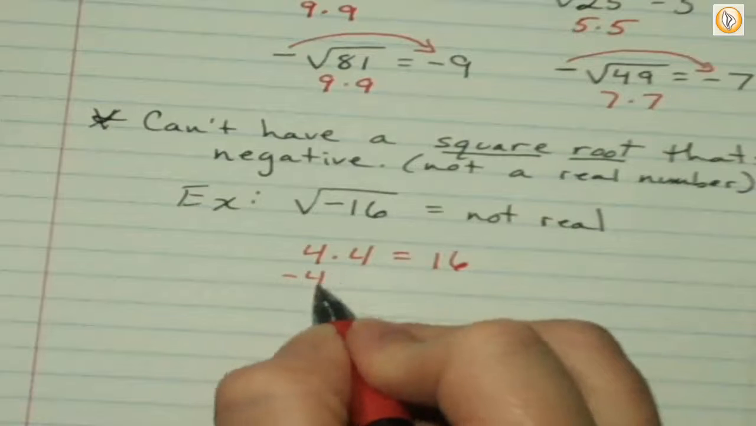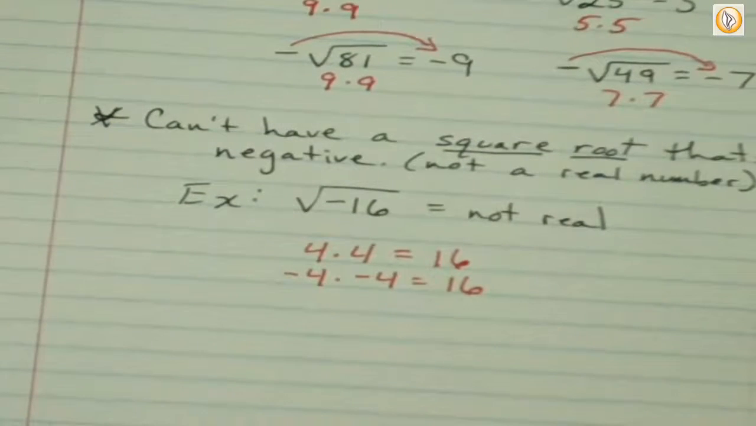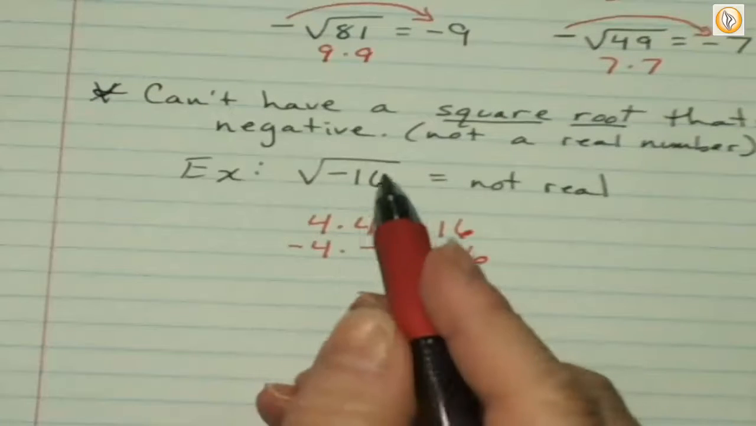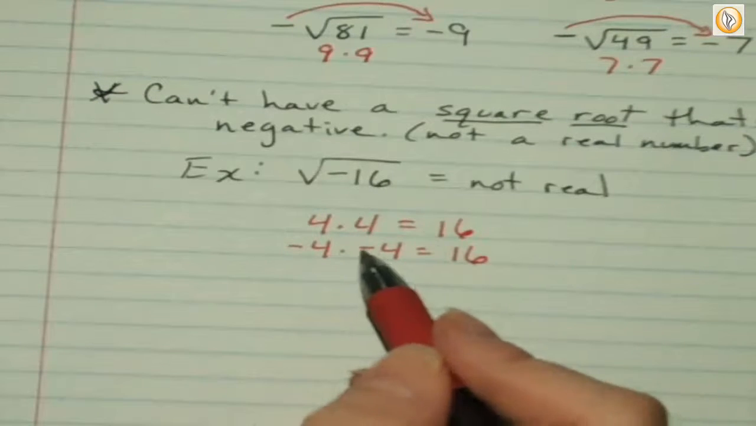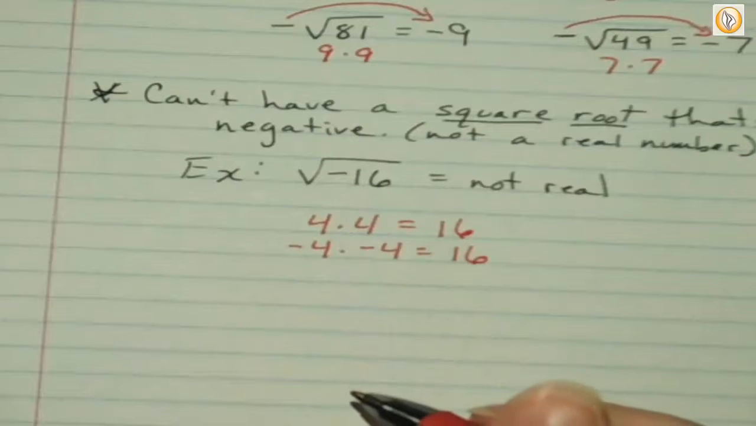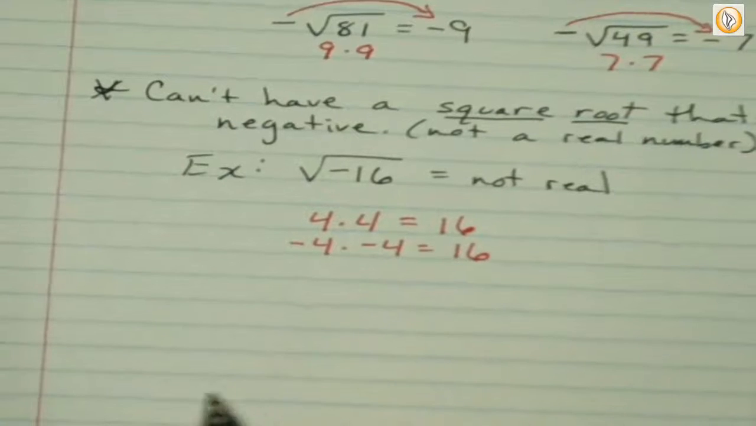So if I did negative 4 times negative 4, that still gives me positive. There's no way to have a number times itself to get negative. You can't do negative 4 times positive 4. That's right. So do y'all get that?